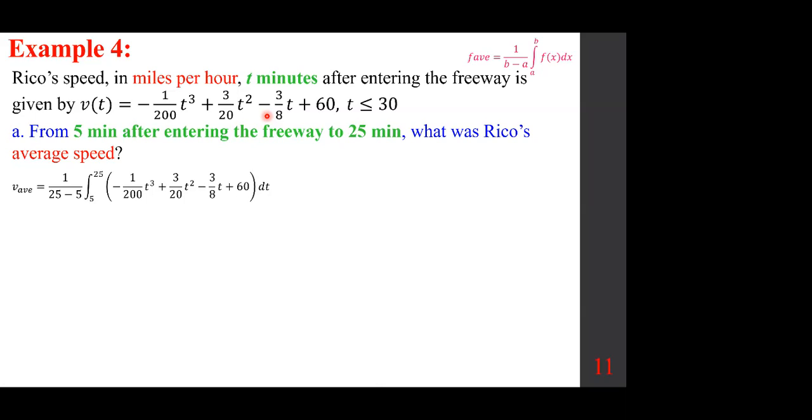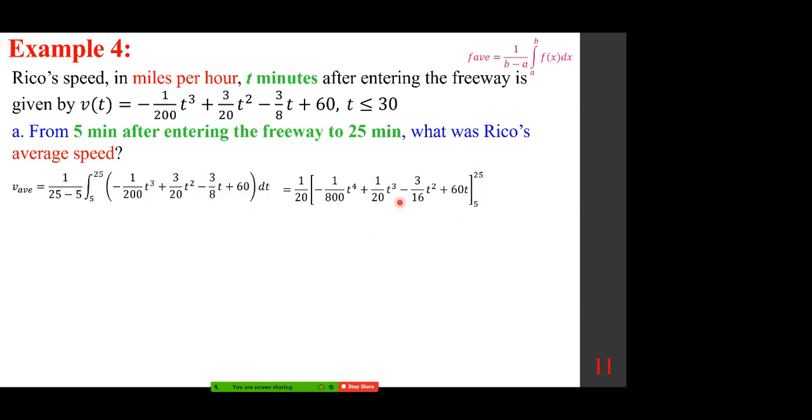So this becomes 1 over 20 times, this becomes 1/4 t, so times this one becomes negative 1 over 200 times 1/4, that becomes negative 1 over 800 t to the power of 4. Now you have 3 over 20 and then times 1/3 becomes 1 over 20 t cubed. You have minus 3/8, and then 1/2 t squared, so minus 3 over 16 t squared, and then 60 t. So this part is not too bad.